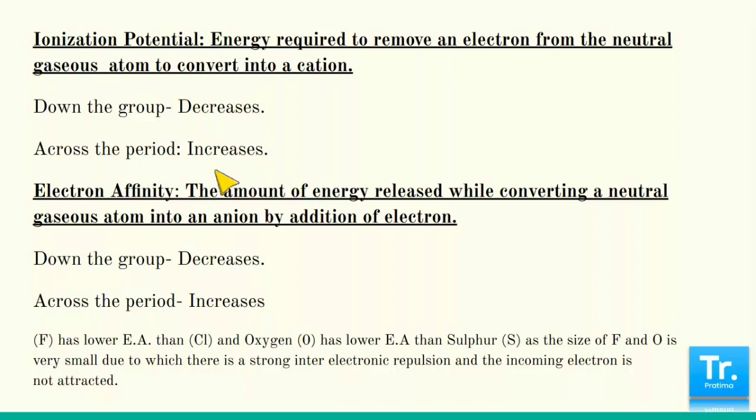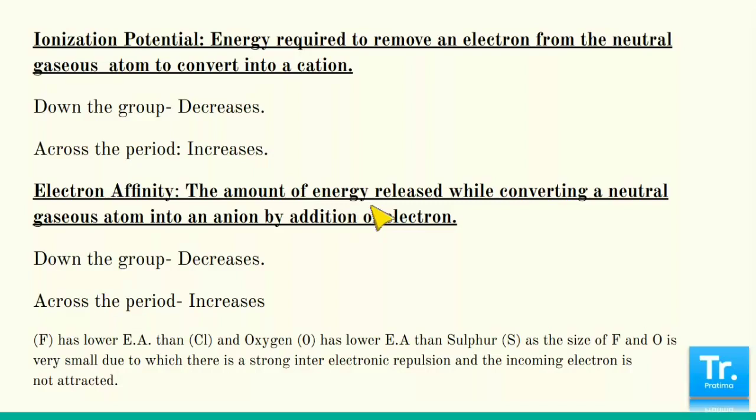The next factor that we are going to deal with is electron affinity. The amount of energy released while converting a neutral gaseous atom into an anion. How? By addition of an electron. So an addition of one electron or two electrons, to complete the outermost shell, that is octet or duplet of the first shell, the amount of energy which is released is known as the electron affinity.